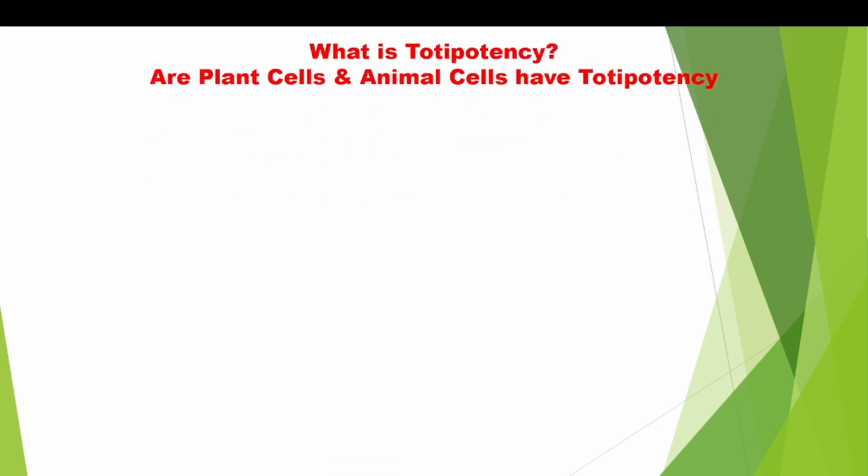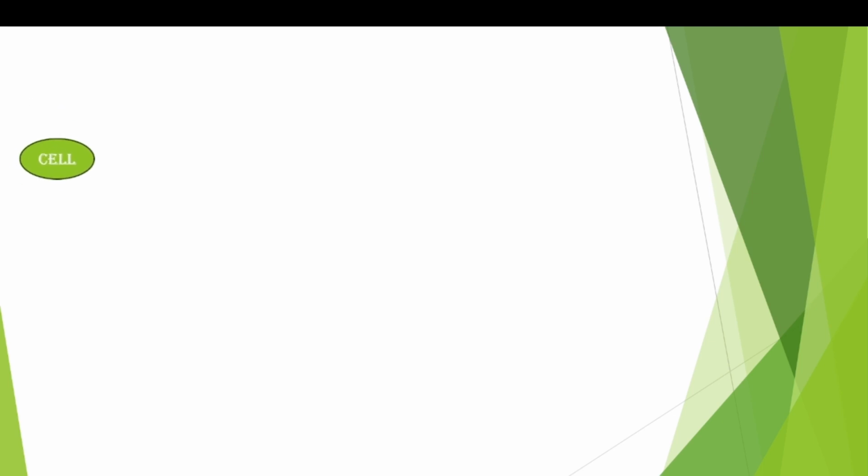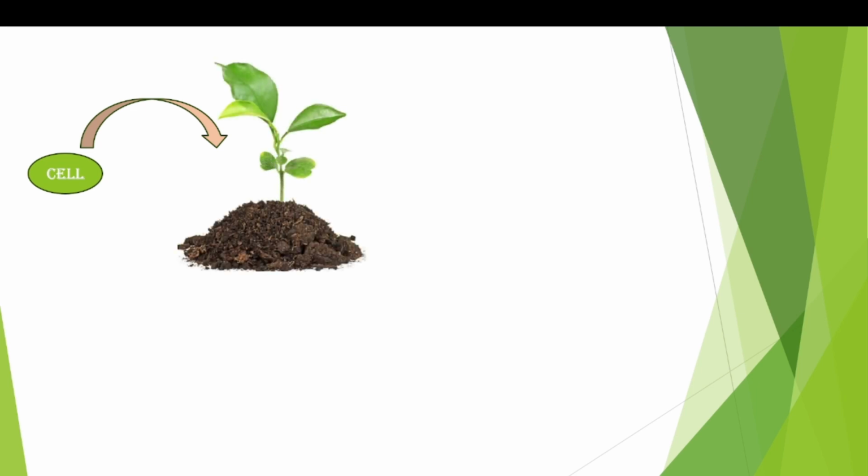Hi friends, today we are going to discuss one important concept in cellular regeneration, that is totipotency. So what is totipotency? Our plant cells and animal cells have this totipotency. If you take a plant cell, these plant cells can generate an entire plant. If a plant cell or any cell generates or produces an entire plant, this property is known as totipotency. A single cell that can generate an entire organism or plant is called totipotency.